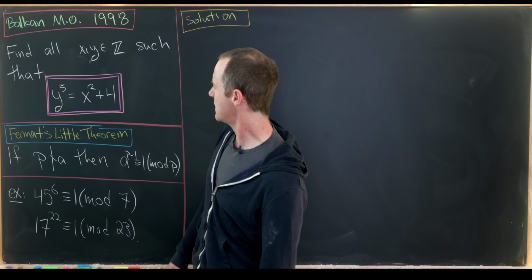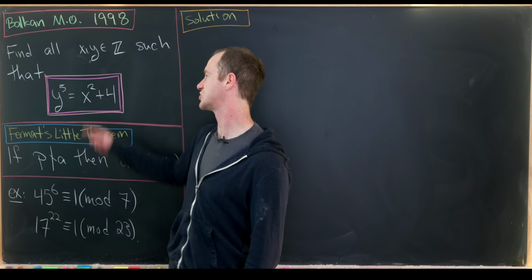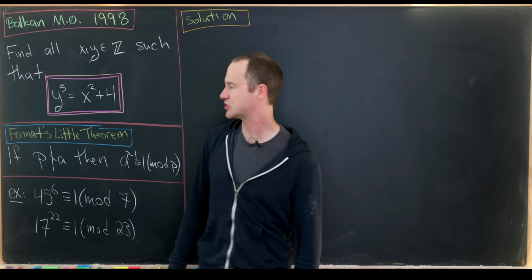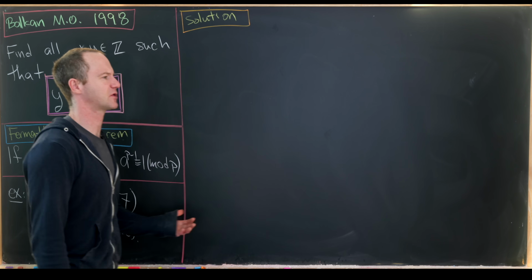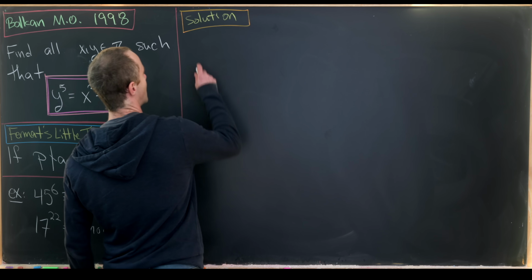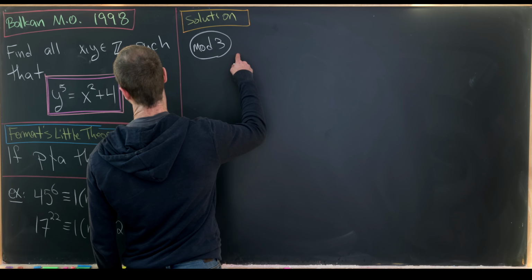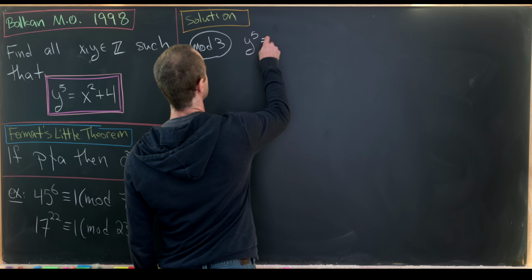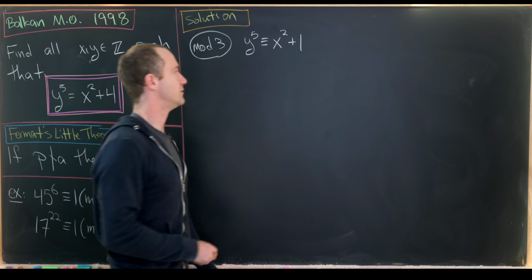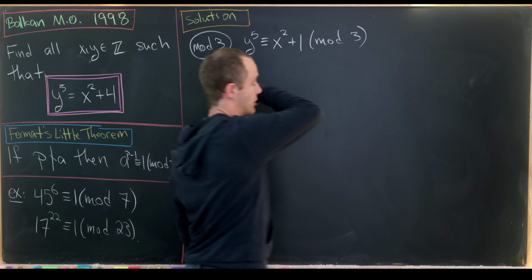Okay, so let's maybe start looking for our solution here. Well, the two exponents that we see are this squared exponent and this 5th power exponent. So seeing this squared exponent motivates us to perhaps work modulo 3. So let's see what would happen if we worked mod 3. If we work mod 3, this will turn into y to the 5th is congruent to x squared plus 1, because 4 is 1 mod 3, and this is all occurring modulo 3.